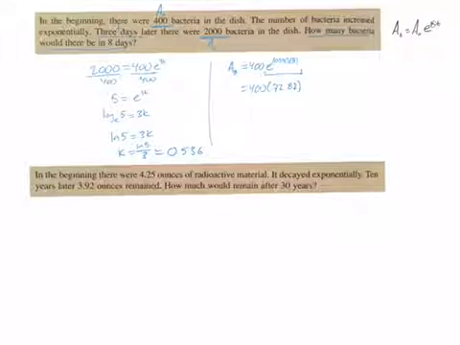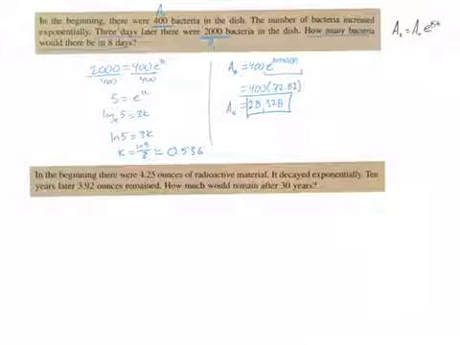Multiplying that by 400, you get 28,328. That is the approximate amount of bacteria at the end of 8 days. So that was an exponential growth.